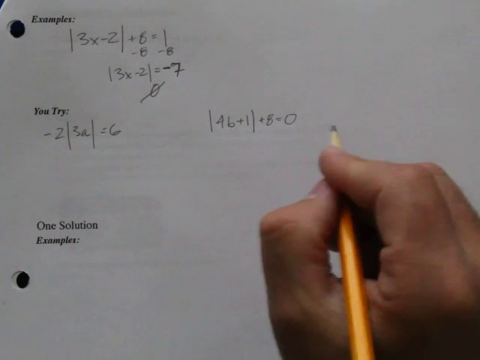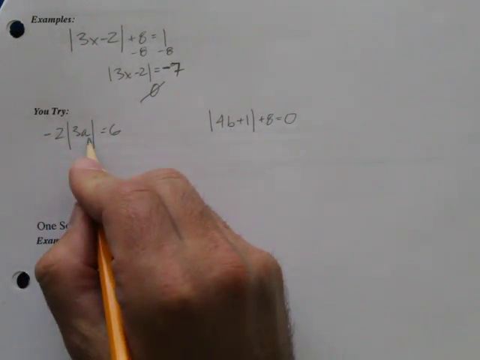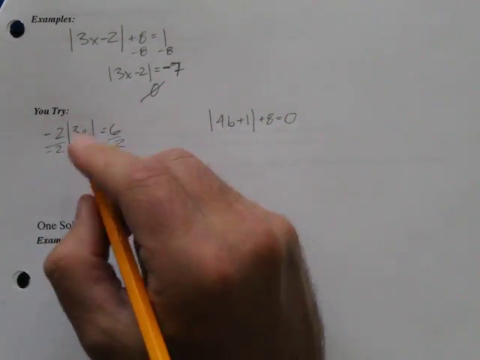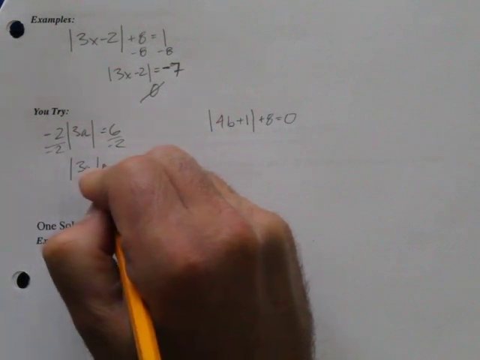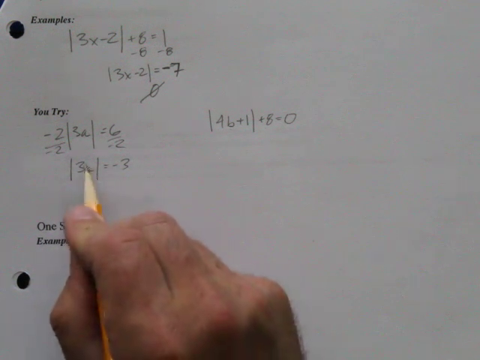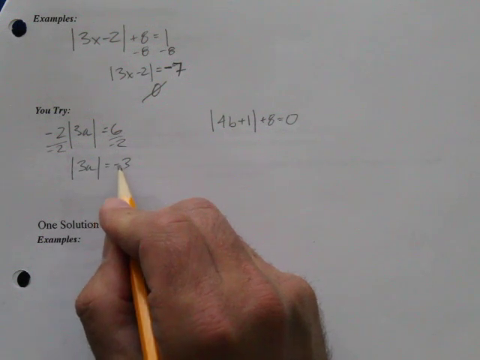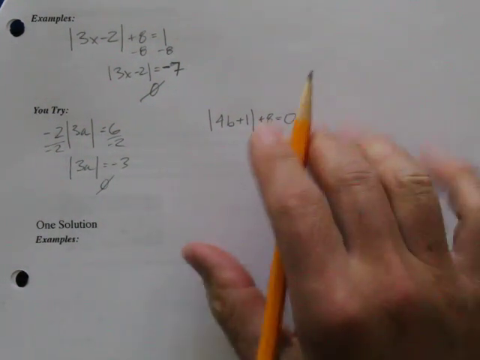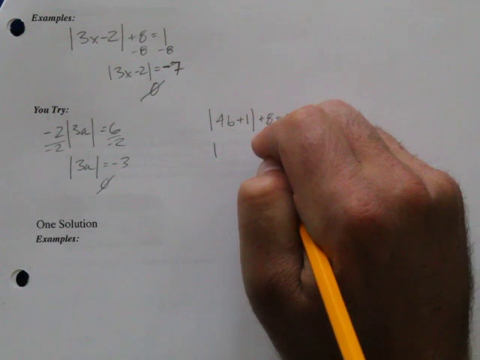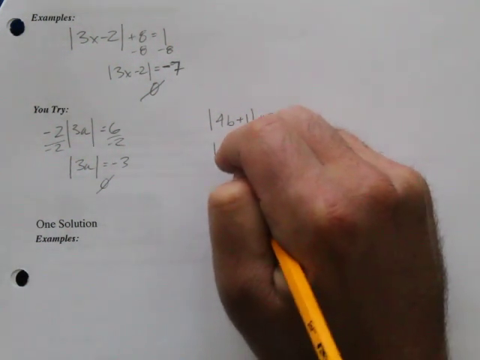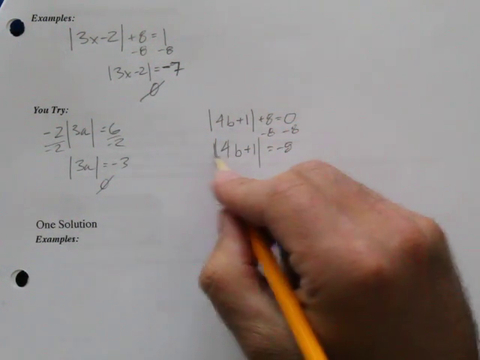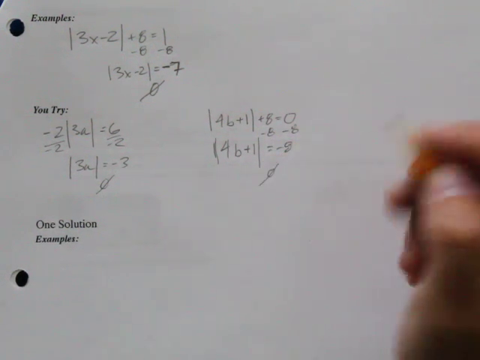All right, let's check this out. So for this one, I need to get this absolute value by itself before I can start solving for a. So I'm going to divide both sides by -2, and I end up with the absolute value of 3a equals -3. So boom, right there I know the absolute value of something, doesn't matter what's in here, equals a negative number, no solution. This one looks a lot like the one we just did in the example. I need to subtract 8 from both sides, and I end up with the absolute value of 4b plus 1 equals -8. Absolute value of something equals a negative number, no solution.